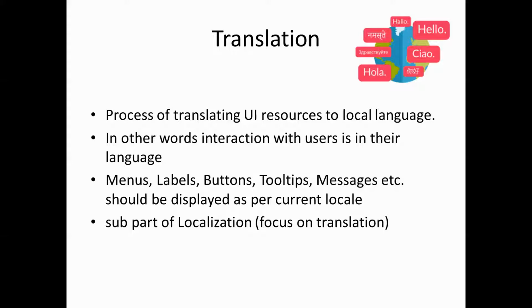Our software interacts with the user based on the UI, and on the UI we have menus, labels, buttons, tooltips. We show some messages to the user. So everything should be displayed in Chinese if the software is being used by somebody in China. If the same software is being used by somebody in Germany, everything should be displayed in their language. If it is in any other part of the globe, the software should be able to run in that culture and should be able to display all these things, menus, labels, and text in their language.